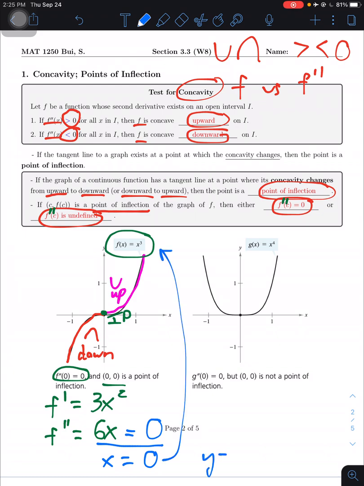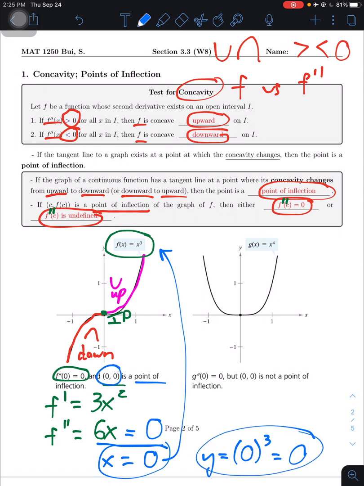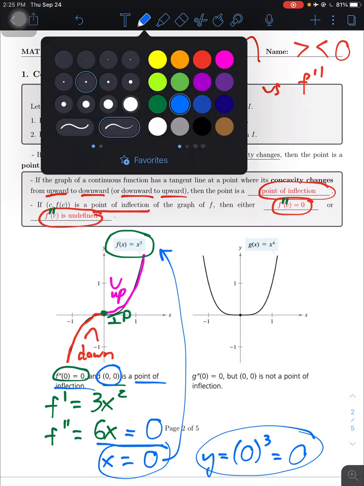So y in here equals 0 to the third power, which is also 0. So then if we put the x and y together, we're going to get the point (0, 0) in here, and it's our point of inflection. Okay, and then similar things happen for the second picture in here.